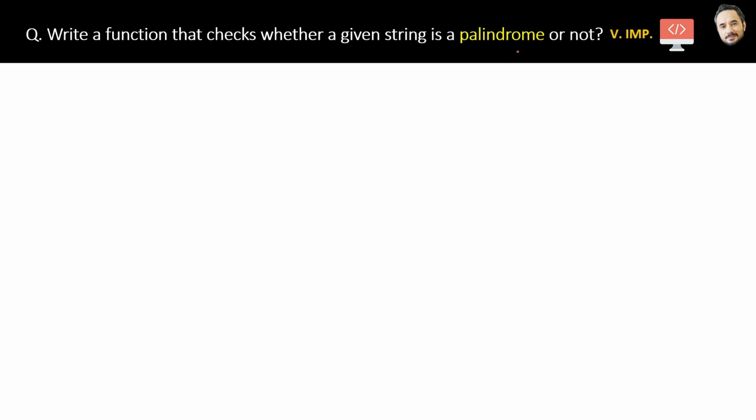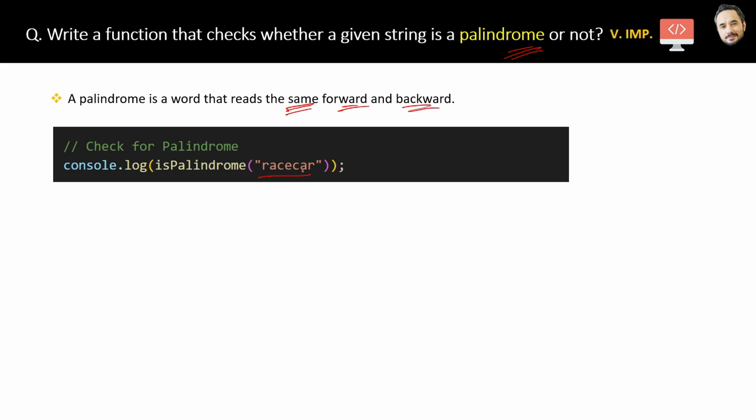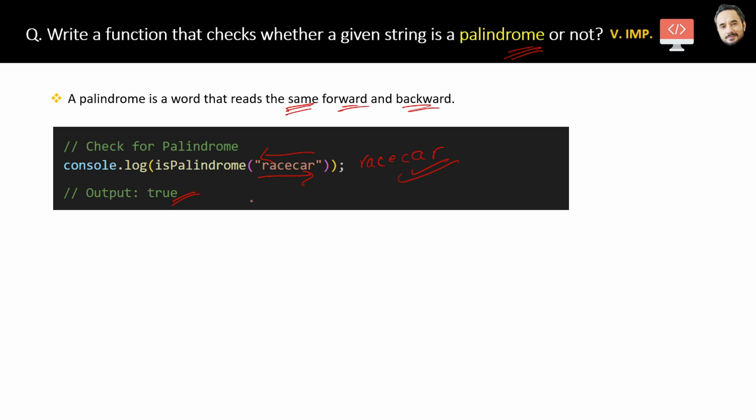Write a function that checks whether a given string is a palindrome or not. Very good question. First of all, what is a palindrome, right? First, we should know. A palindrome is a word that reads the same forward and backward. For example, if "racecar" is the word, and you reverse the characters of the word, then this word will remain the same, right? Therefore, "racecar" is a palindrome, and the output will be true because it is a palindrome.